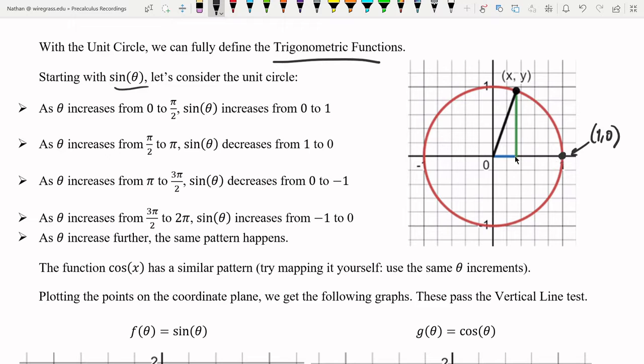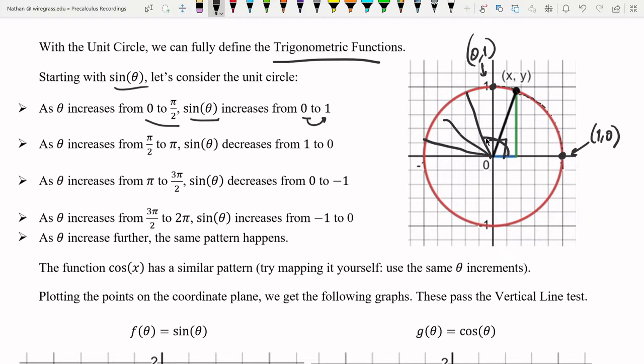Then as we increase the angle, as the angle gets larger and larger, you can see that the y coordinate is getting higher and higher until it hits 90 degrees, which has a y coordinate of 1. So as theta increases from 0 to 90 degrees, or pi over 2 radians, sine theta increases from 0 to 1.